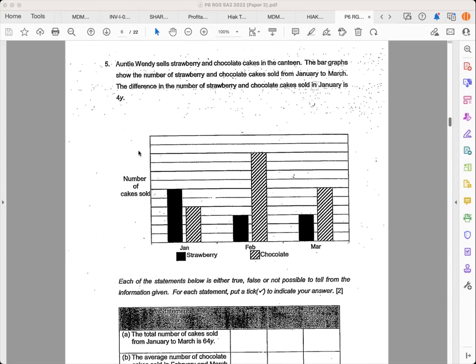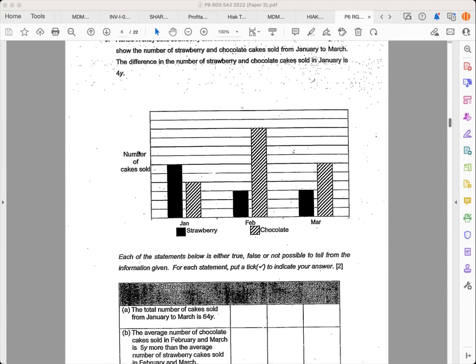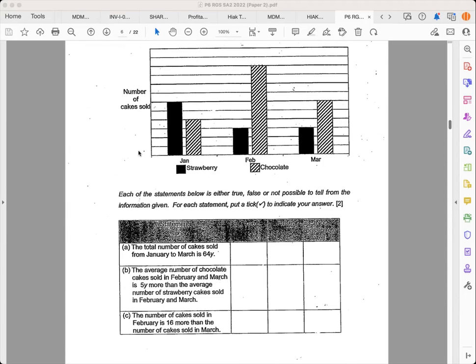The difference in the number of strawberry and chocolate cakes sold in January is 4y. So let me move this up a little bit. The difference in the number of strawberry and chocolate cakes sold in January is 4y. So this is 4y. So that means this must be 2y. Each interval is 2y, right?